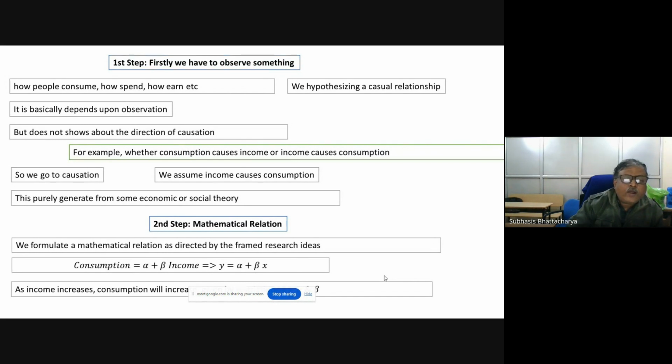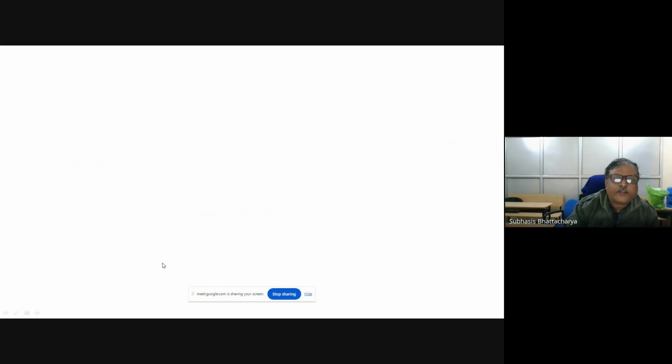This is a mathematical relation. Now, as income increases, consumption increases by what amount? That is the amount beta. So what is the importance of alpha and beta? Alpha is the intercept term and beta is the slope term in the income-consumption relationship. But that is not important here.